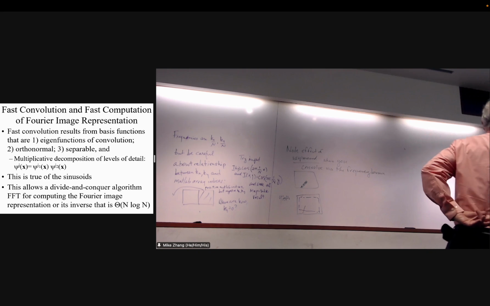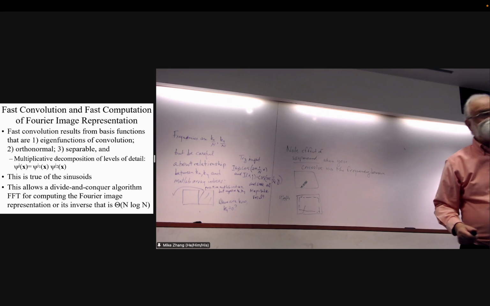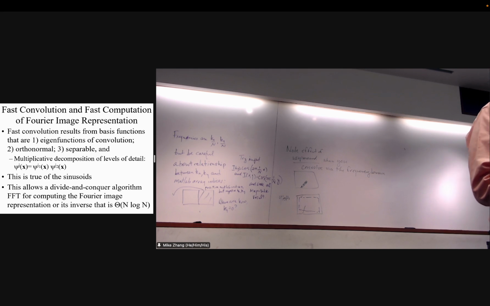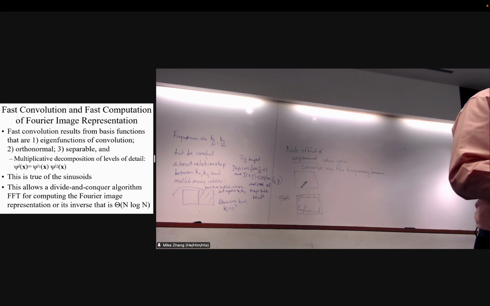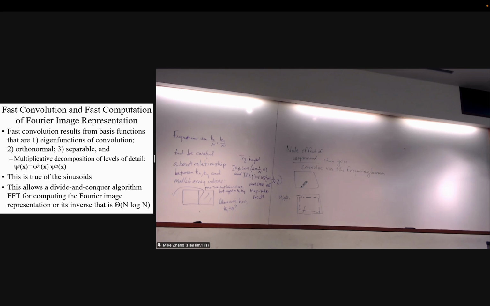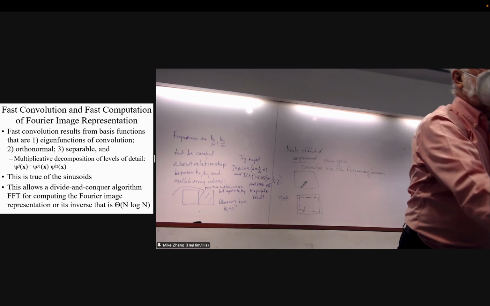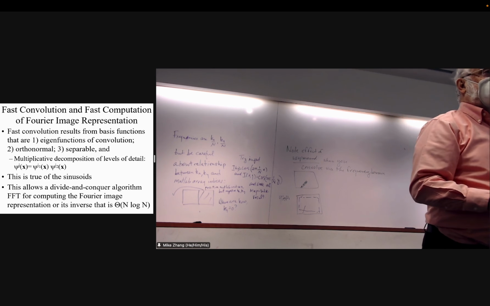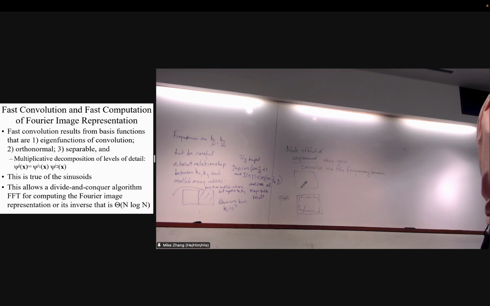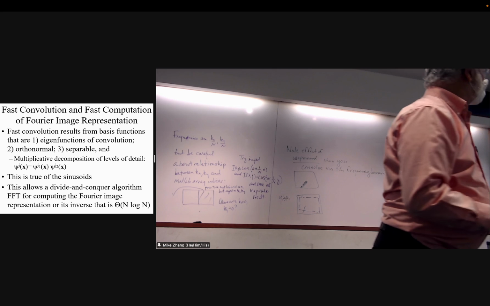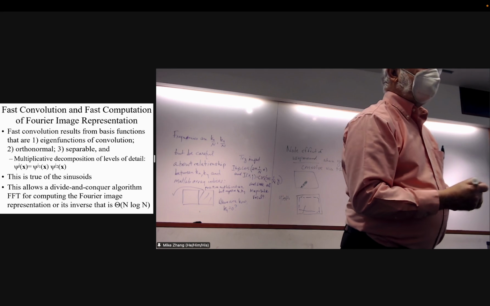Secondly, they need to be orthonormal. Well, eigenimages are orthonormal if the matrix that applies is symmetric, and it is for convolution. So they're orthonormal. Thirdly, they have to be separable, meaning you have to be able to apply it first in X and then in Y on the result. And that's true for the sinusoids as well. But there's one more property that's required. There are lots of things that satisfy 2 and 3, and that is the multiplicative decomposition at the level of detail.